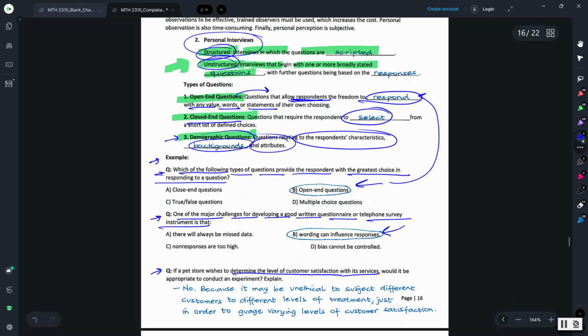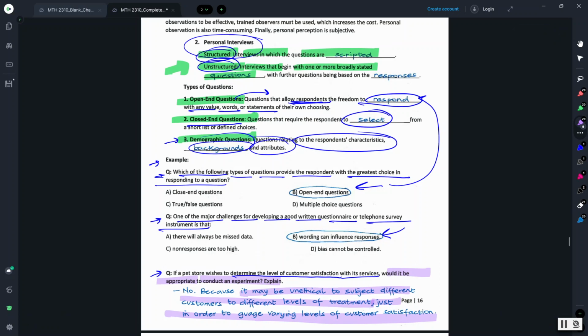Last question here is, if a pet store wishes to determine the level of customer satisfaction with its services, do you think it would be appropriate to conduct an experiment? I would argue no. You don't want to toy with the quality of the services you offer to your customers just because you want to assess how they will react. That would not be particularly ethical. So, because it may be unethical to subject different customers to different levels of treatment, just in order to gauge varying levels of customer satisfaction, an experiment would not be appropriate.